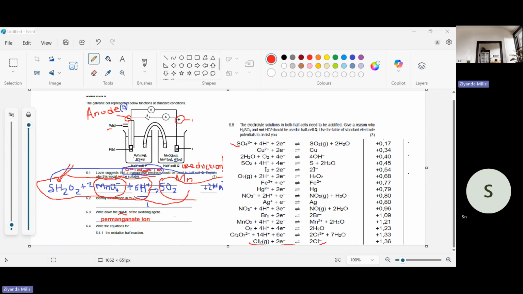HCl if we want to acidify. The reason is clear. It's simple. It's because Cl minus will be oxidized by MnO4 minus to form Cl2, while SO4 2 minus will not. You must know that. And how did we discover that?